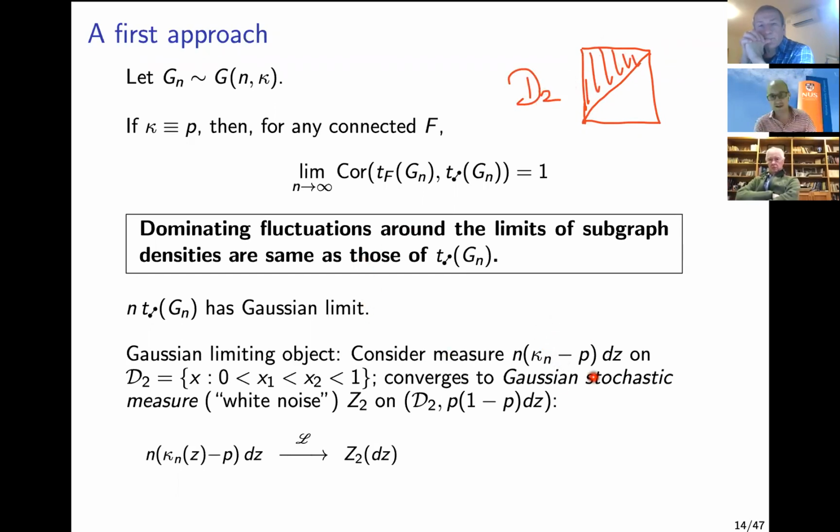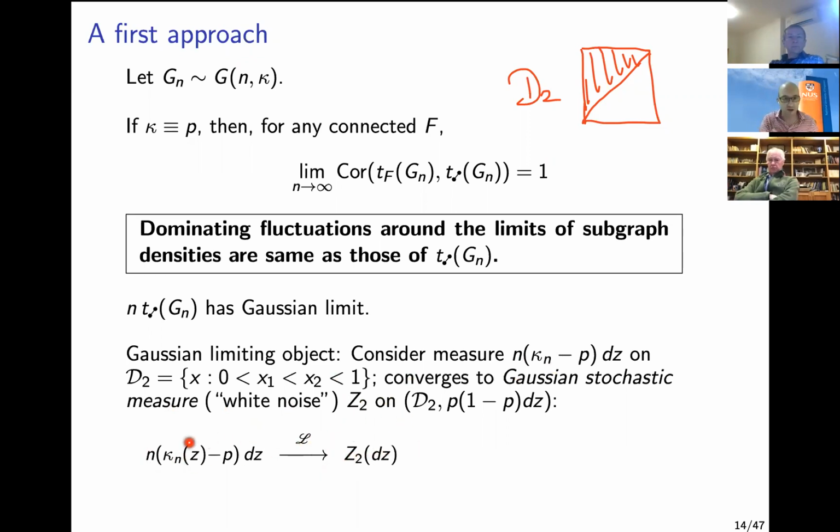We can think of this as the density of a signed measure here. And we can show that this converges to what's called a Gaussian stochastic measure, or loosely speaking, a white noise that we can call Z2 on this space D2. So this measure converges to this white noise.